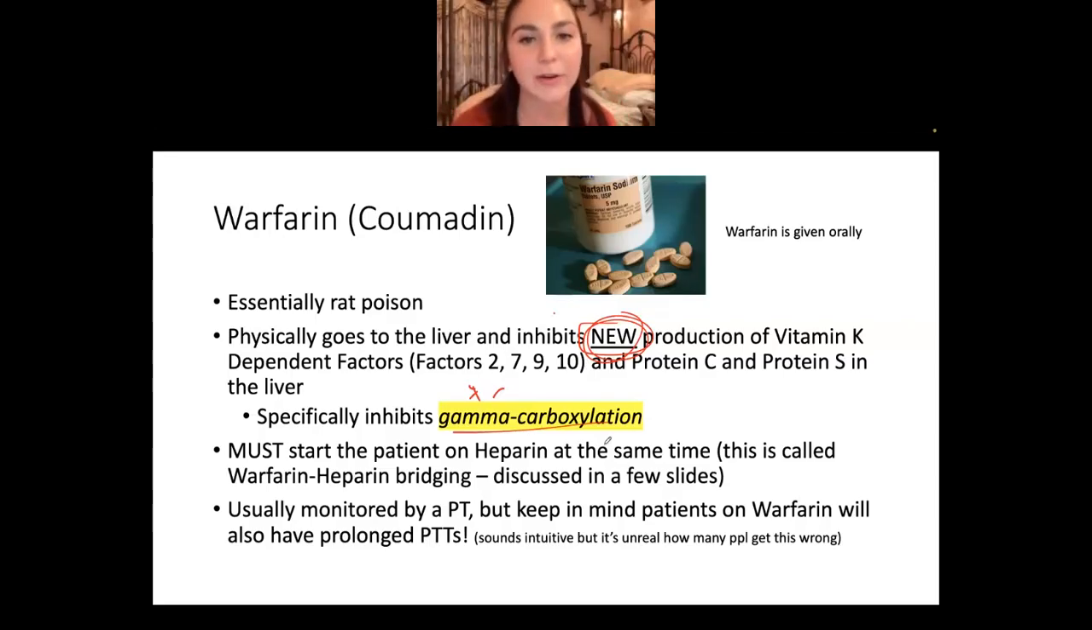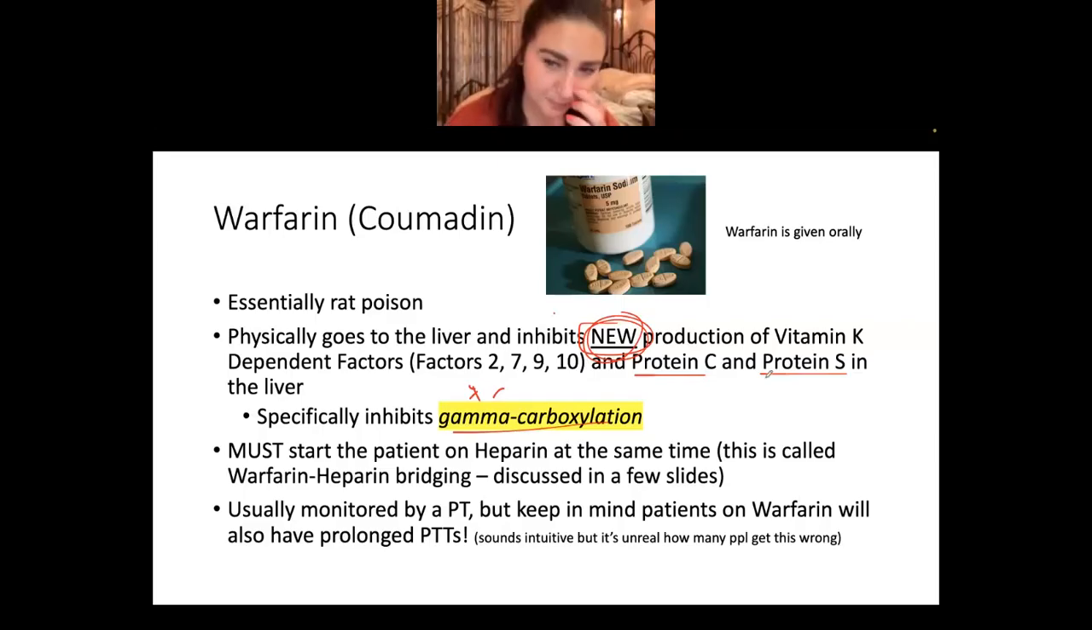You're basically not allowing for the formation of a clot, because you need these for the intrinsic pathway, extrinsic pathway. It hits all the bases: intrinsic, extrinsic, and common. It hits all of them. So it does factors 2, 7, 9, and 10. It also does protein C, and it also does protein S. And remember, it's going to block new production of protein C and protein S as well.